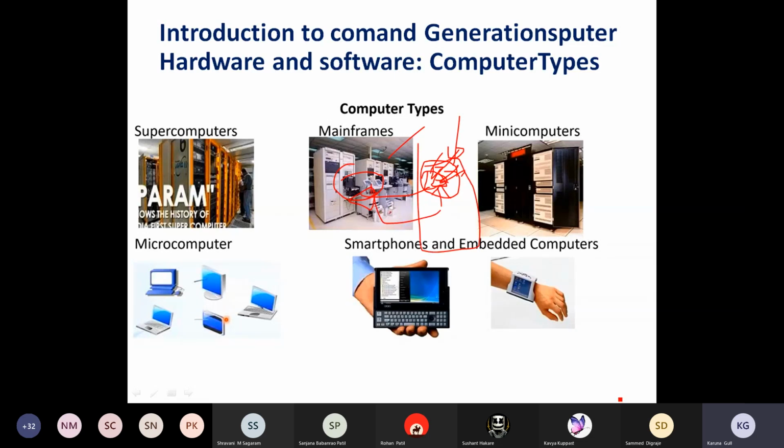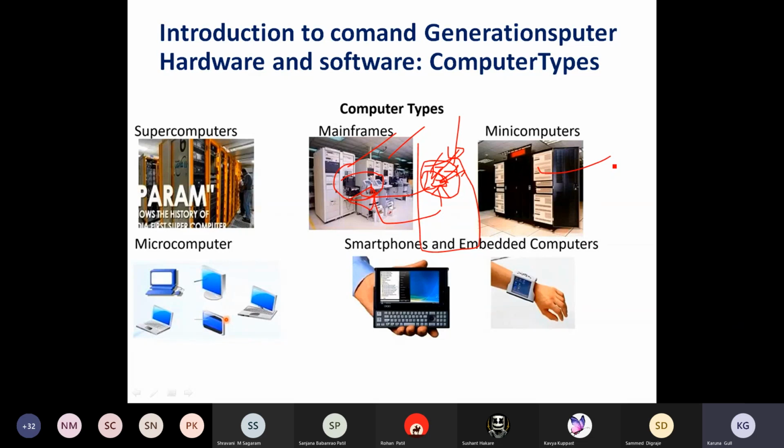This is a little larger in size, and it is capable of working in parallel. In the similar fashion to how the supercomputer worked, this is also capable of working in parallel. So it supports parallel processing. This is all about the mainframe computers.